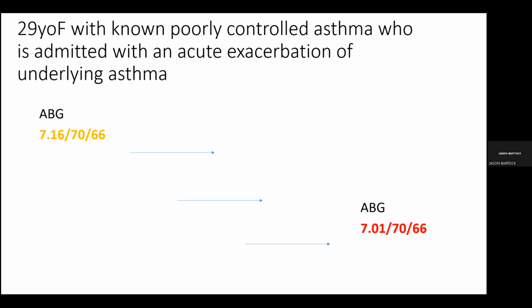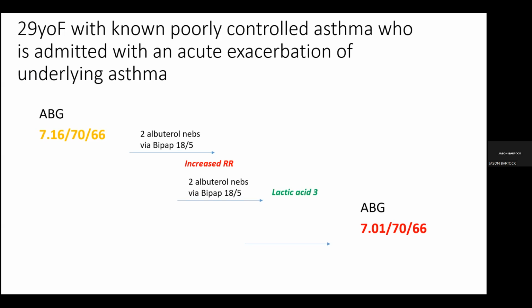This is a good example of someone I just saw on the floor, a 29-year-old female with poorly controlled asthma. She comes in and has a pH and a PCO2 that don't look great: 7.16, 70, and 66. She gets albuterol nebs and is placed on BiPAP. Her respiratory rate goes up. So what is the first thing that the medicine doctor does? Well, the patient's more tachypneic, I'm going to give more albuterol. The patient's respiratory rate goes up and the lactic acid is noted at 3.